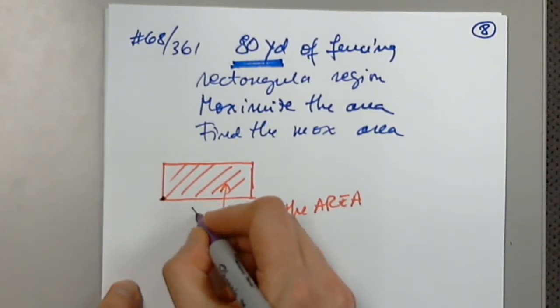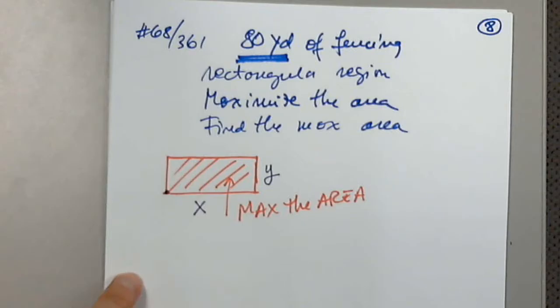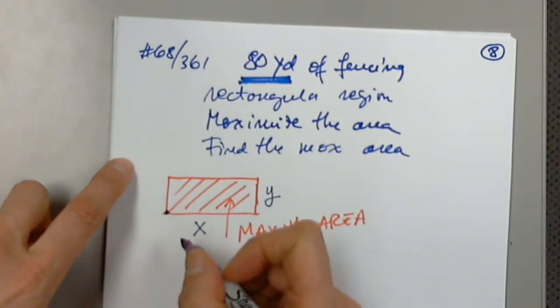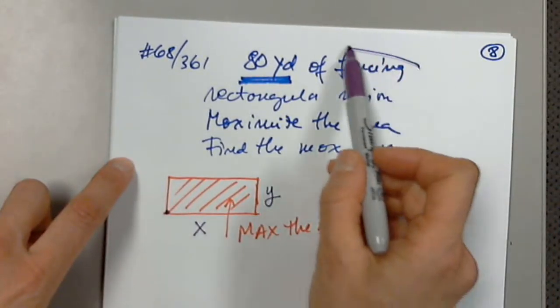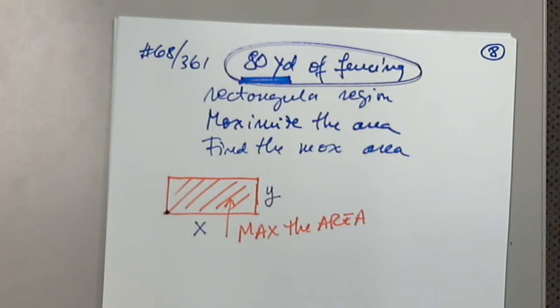Exactly. So I'm going to denote this by x and this by y. Awesome. I don't have the x, I don't have the y, I don't have the length, I don't have the width. So what is the first relationship that I could write knowing that all I have is 80 yards of fencing? Can anyone give us a relationship that we can write?